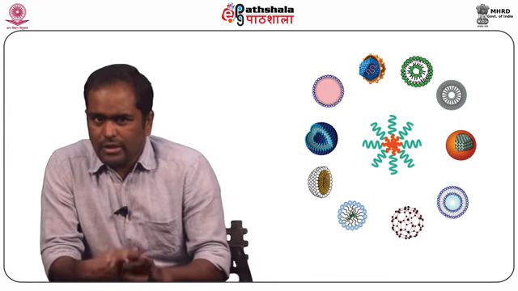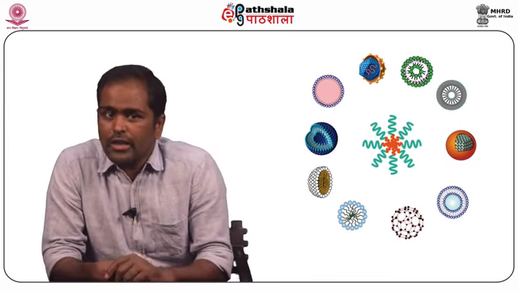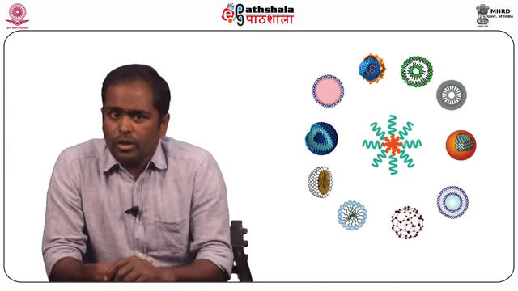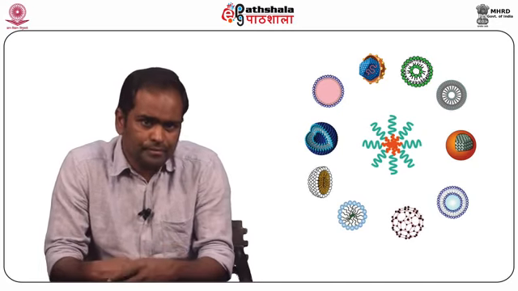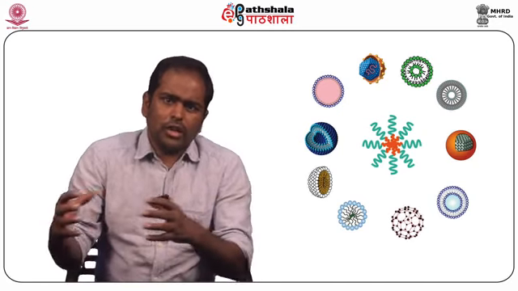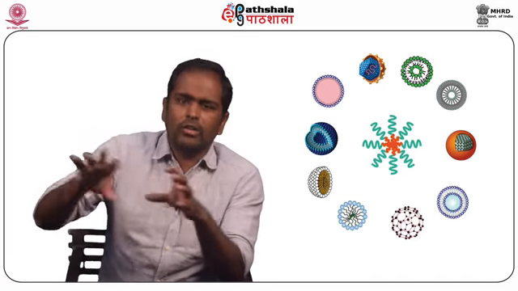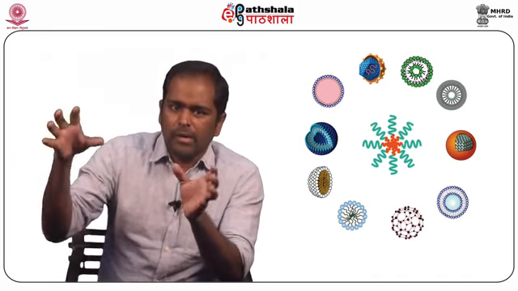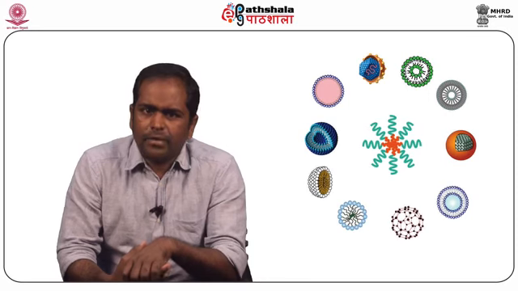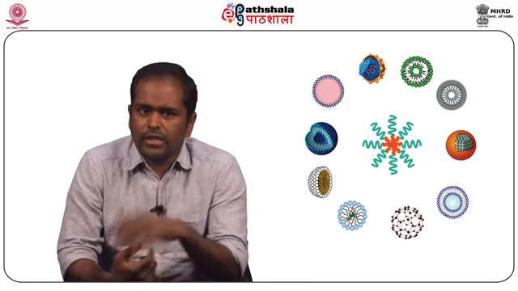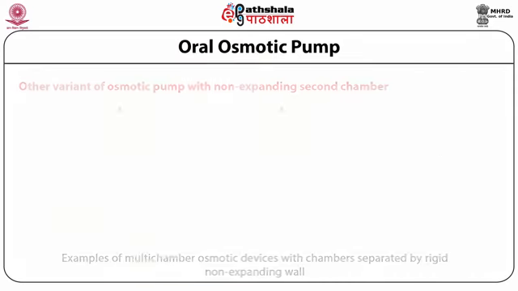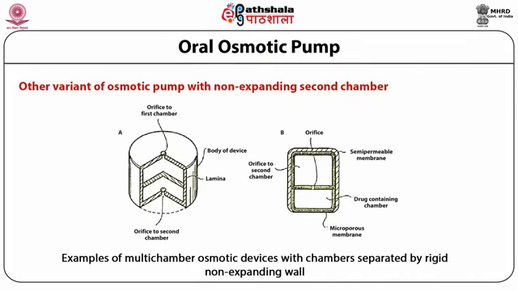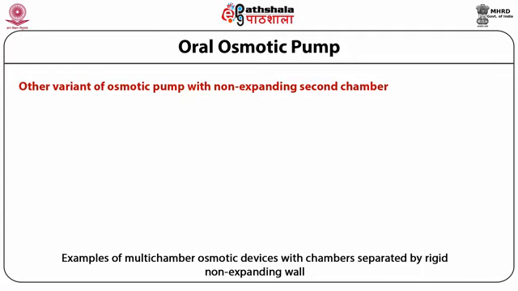The first and second chambers contain osmogen and drug respectively. Both chambers are connected by a central hole, or you can say an orifice. The whole device is surrounded uniformly on the outside by a semi-permeable membrane, except the front part of the second chamber, which remains in the form of a microporous membrane. So this is some other variant of osmotic pump with non-expanding second chamber, diagrammatically presented here.